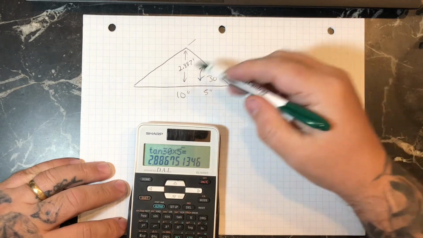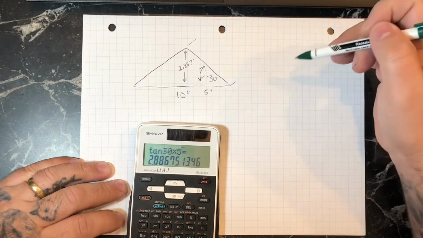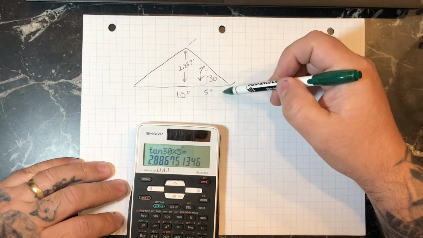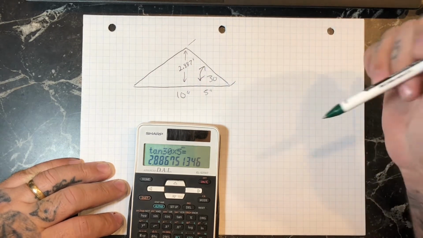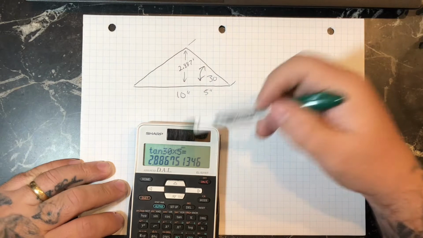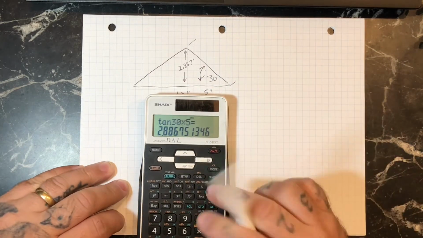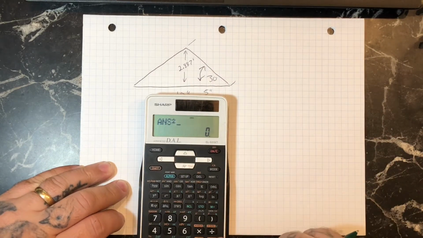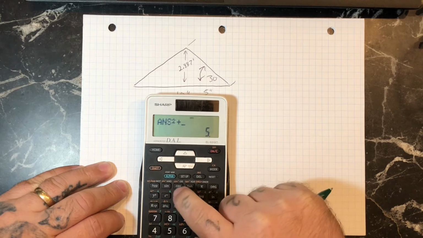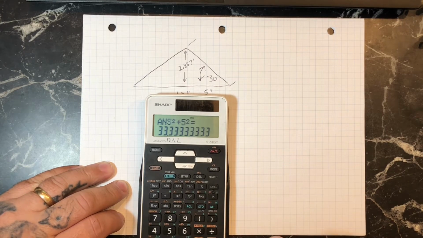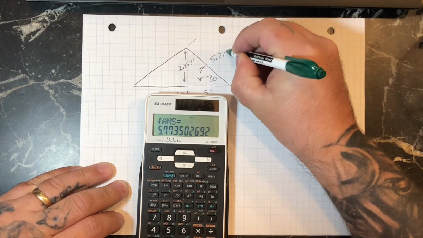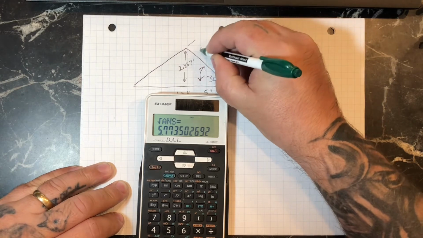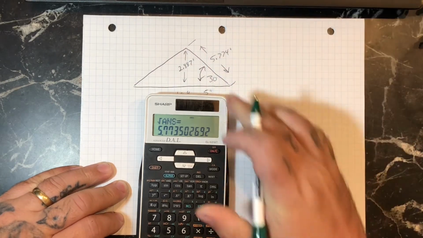Again, I can use trigonometry to find out this side here, but I'm just going to use Pythagoras' theorem. So a squared plus b squared equals c squared. I'm not even going to do anything with that number. I'm just going to square it, and then plus 5 squared equals, and then square root that. And I end up with 5.774 for my slant height, or hypotenuse.